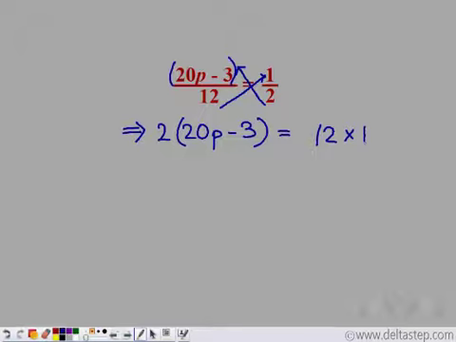Now let us simplify this. So 2 into 20p gives us 40p. 2 into negative 3 gives us negative 6 is equal to 12. Now we transpose this negative 6 to the right hand side.